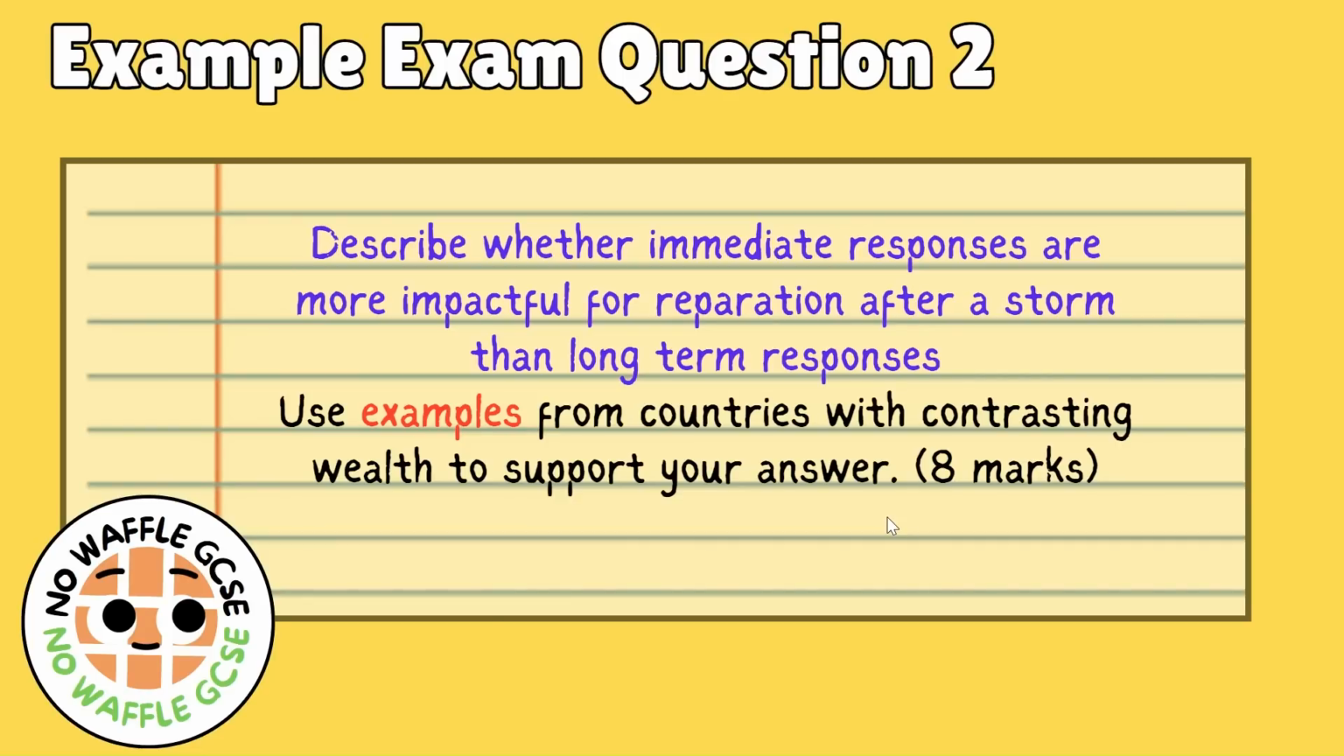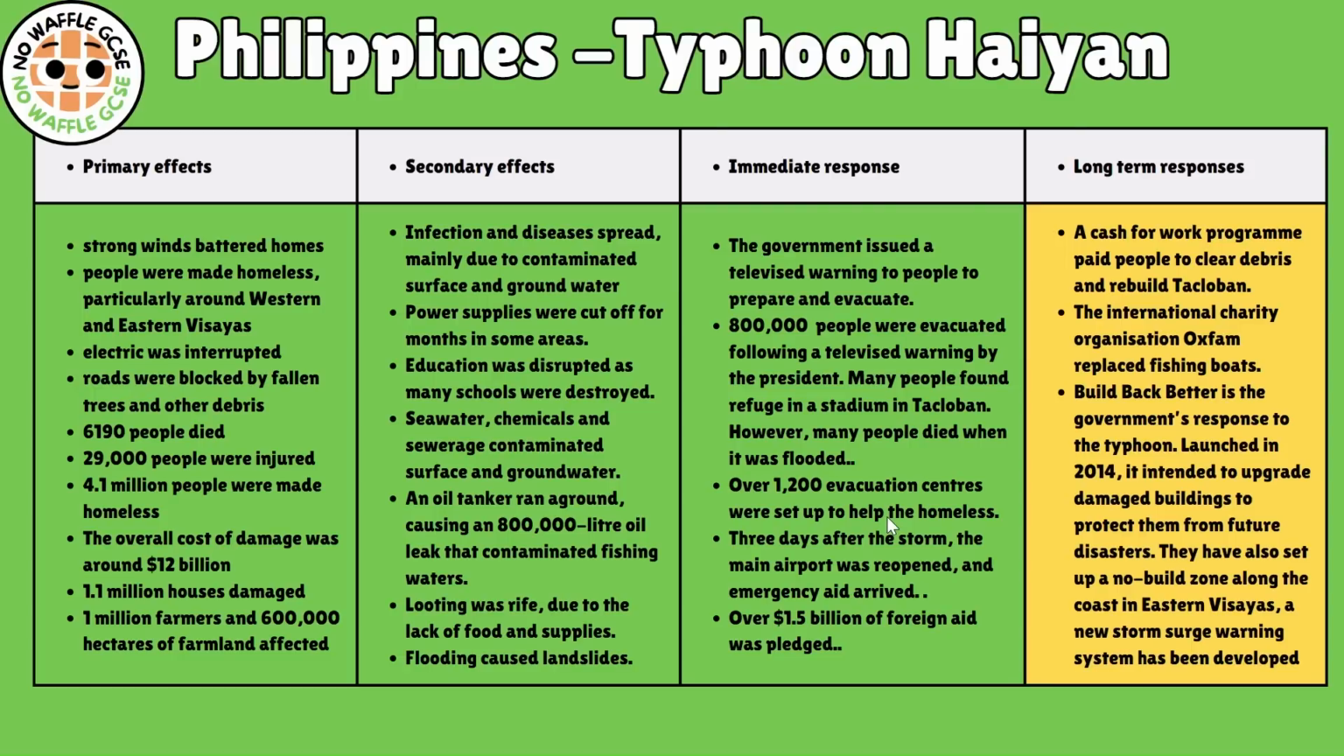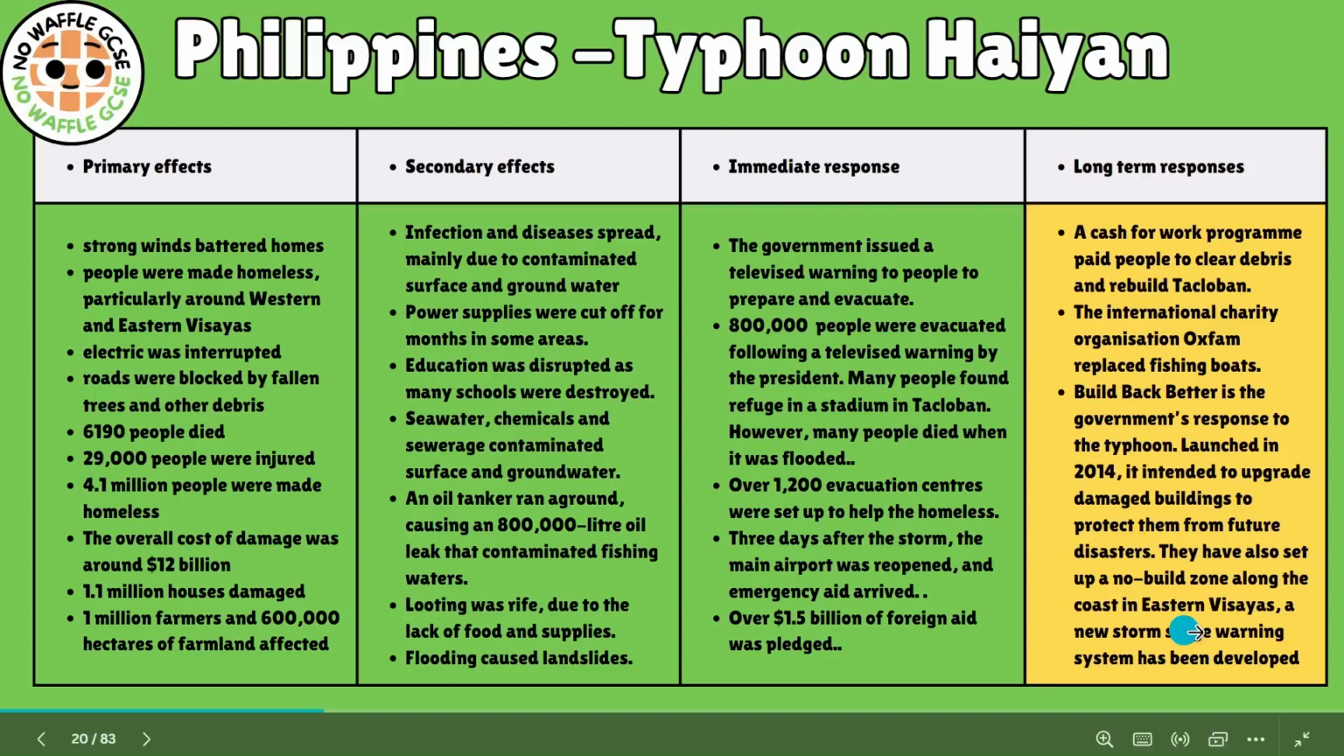Here's another exam question. Describe whether immediate responses are more impactful for the reparation after a storm than long-term responses. So just going back to that page there, you'll be comparing the last two columns.